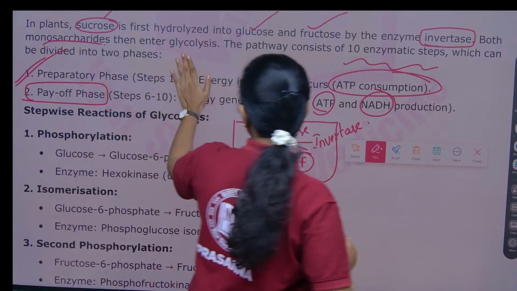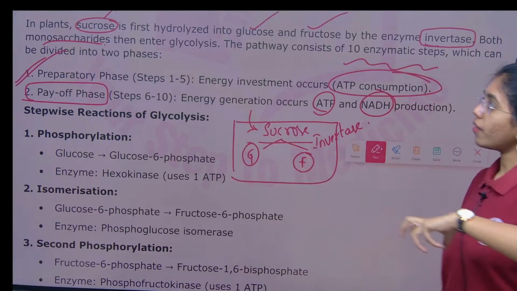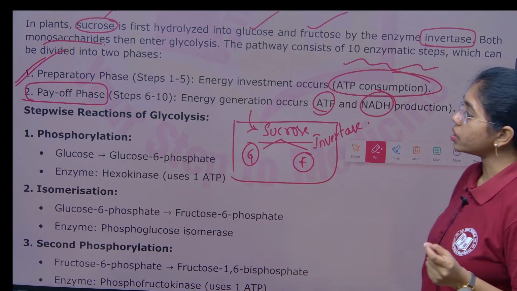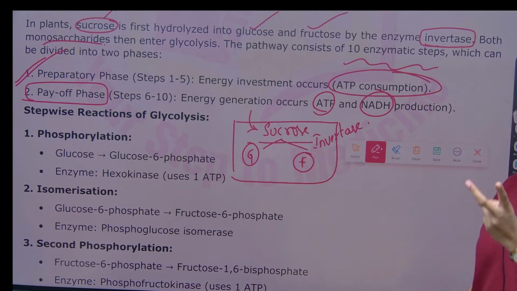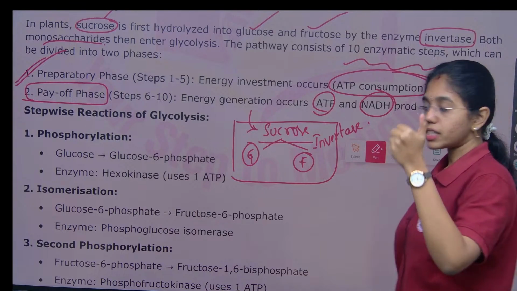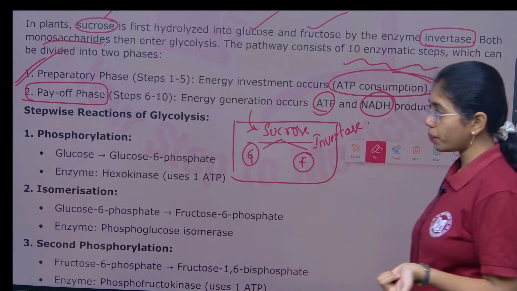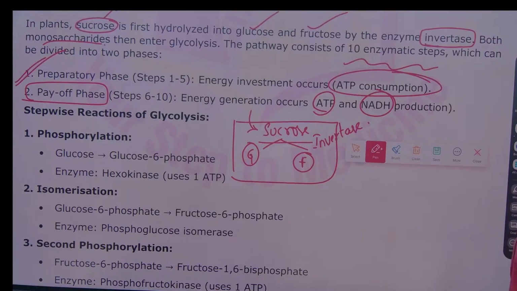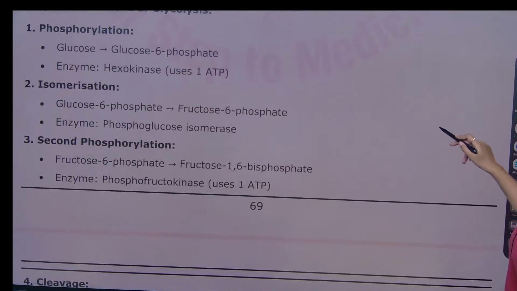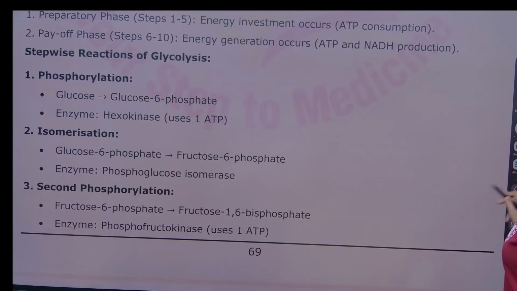So, this is what you have to mention now: the introductory phase, then the pathway of glycolysis, and then you have to mention both the phases, that is the preparatory phase and payoff phase, the energy investment phase and energy generation phase. First you see the stepwise reactions of glycolysis. First is what? Phosphorylation.